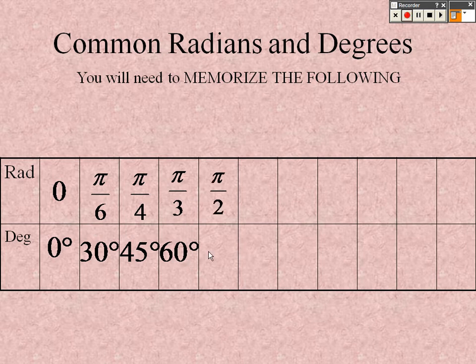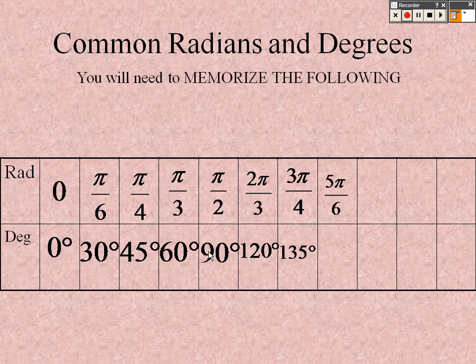Pi over 2 is 90. 2 pi over 3 is 120 degrees. 3 pi over 4 is 135 degrees. 5 pi over 6 we just did, that's 150 degrees.